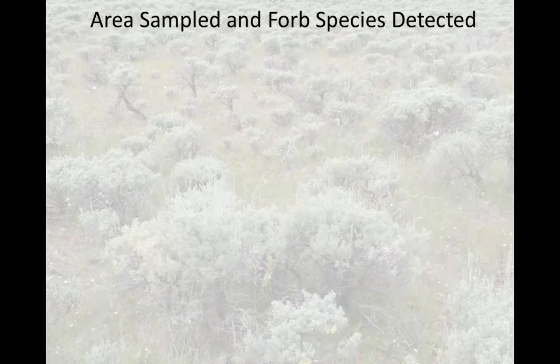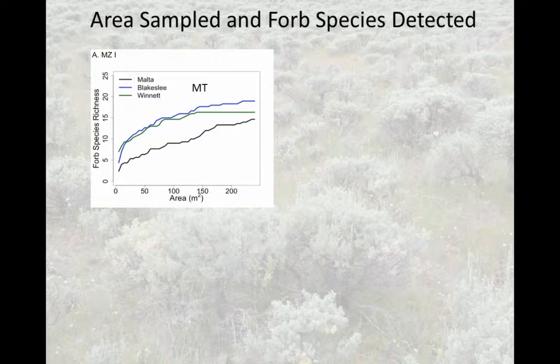Okay, so let's look a little bit at our transect results. So now what we've got are forb species richness on the y-axis. This is just the number of forb species we found, and then on the x-axis, the area that we sampled to find this. And you can see this is managed zone 1. This is sites in the state of Montana. So these are Great Plains kinds of sites that the more area we sampled, the more forbs we found.